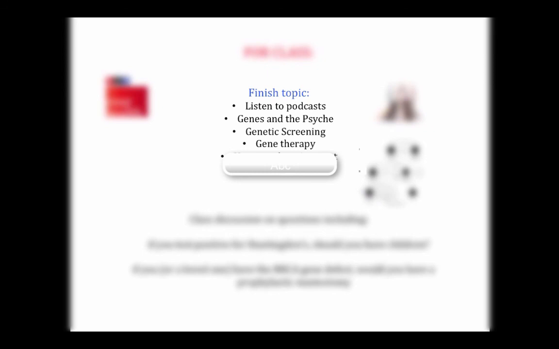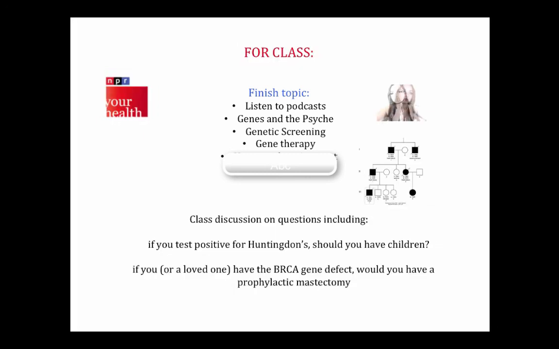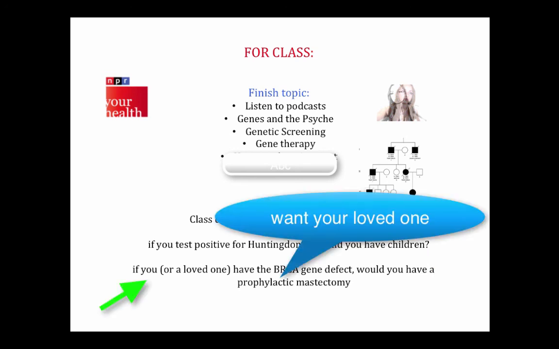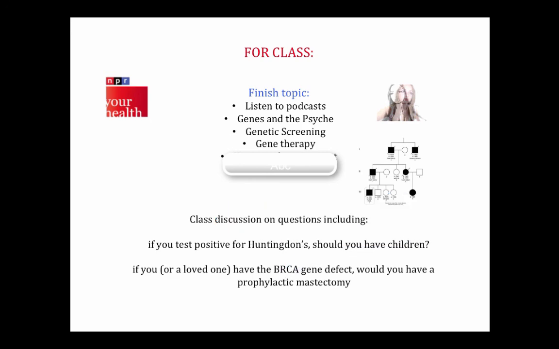We'll talk about genetic screening, a little bit about genetic therapy, and class discussion will include questions like, if you test positive for Huntington's disease, should you be allowed to have children? If you or a loved one have the BRCA defect, would you have a prophylactic mastectomy? And probably whatever else I can come up with.